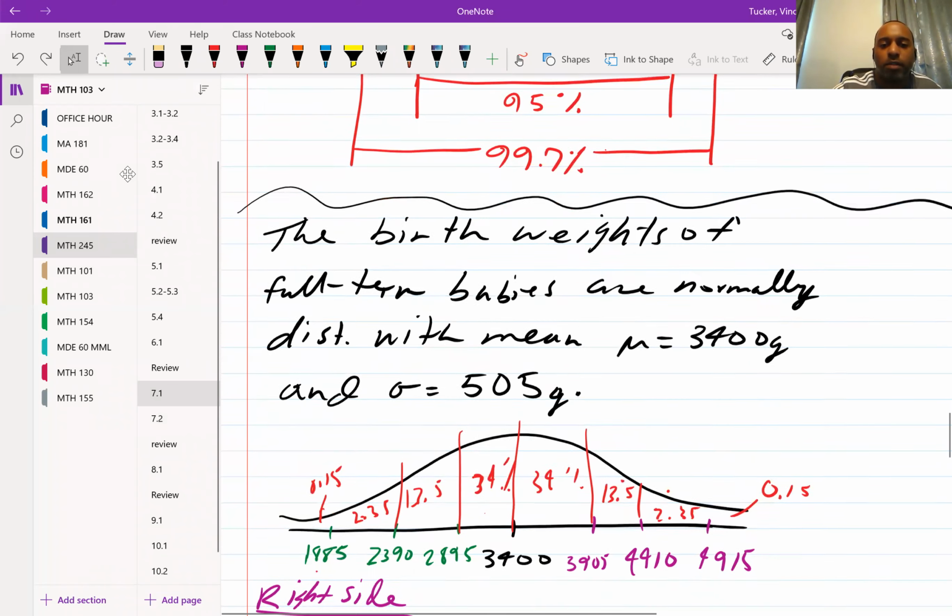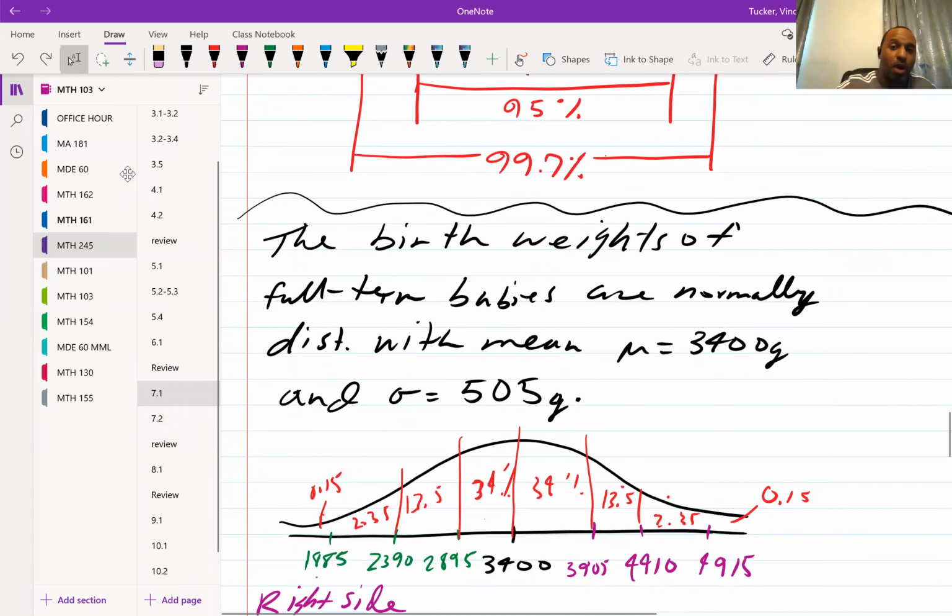Okay, so let's look at this one. This problem is just re-emphasizing the empirical rule, reminding you how we did it. We have the birth weights of full-term babies, which are normally distributed with a mean of 3,400 and a standard deviation of 505.